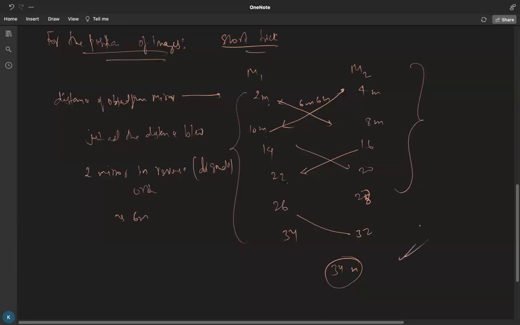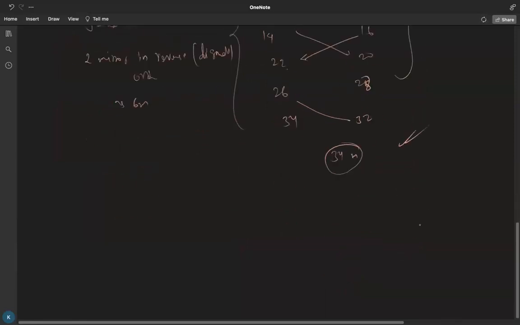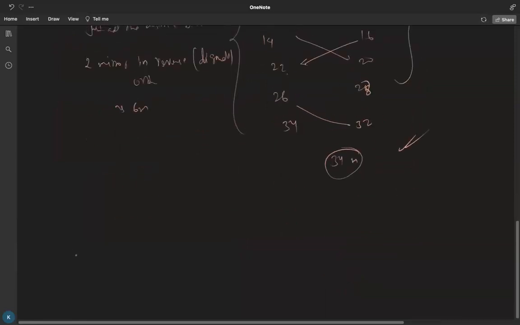Let's take another example to clear this concept, which I'm going to take as question number 2. There are two mirrors. Obviously, both mirrors are parallel, so the number of images will be infinite. There is an object which is kept at 1 meter from the first mirror, and from the second mirror the distance of the object is 3 meters, right? And you have to find the positions of the images.